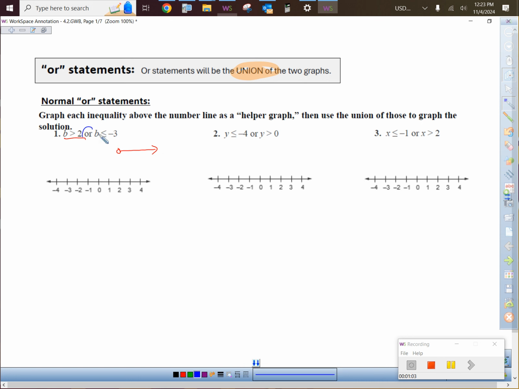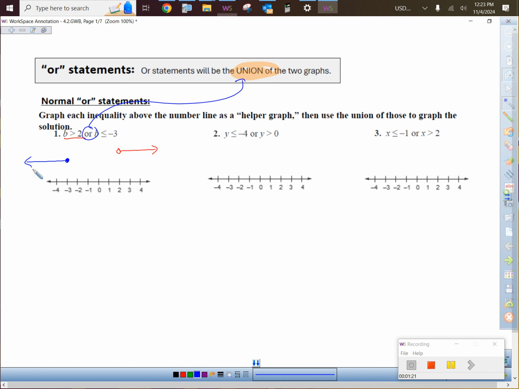But then they have a magic word, which is or, and we have discussed that or means we're going to do a union of some things. I need to unite it with the other graph, b less than or equal to negative 3. What kind of dot? Closed dot. So I'm going to go right here above the number line, put a closed dot at negative 3, and go like this. And since this is an or statement, I need to unite these graphs together.